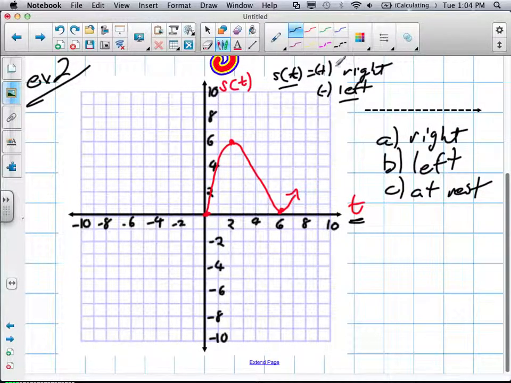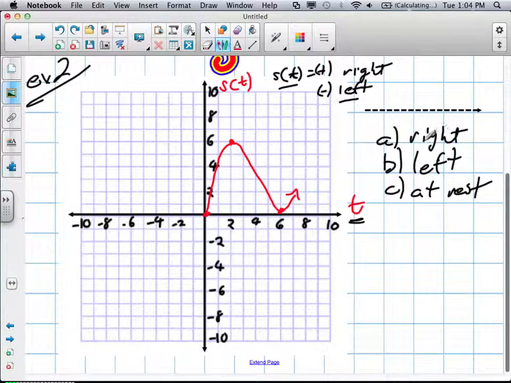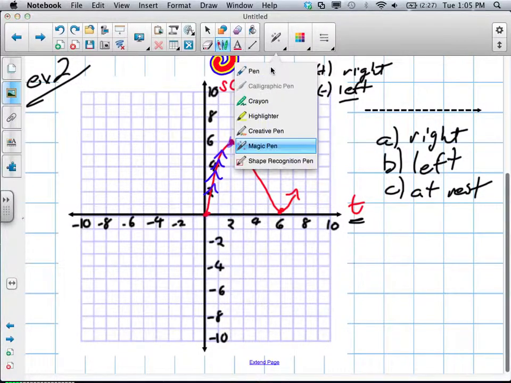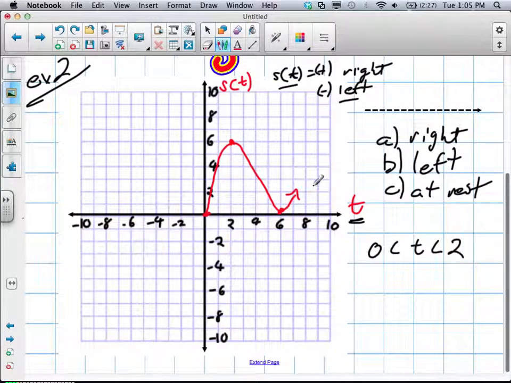So we said when S at t is positive, or when we're going in a positive direction on S at t, that means we're moving to the right. Well, from 0 to 2, this is headed in a positive direction. Okay? So we know for a fact that we're going to the right when t is between 0 and 2. And also, it looks like, because they've put an arrow, so we assume it goes in that fashion for the rest of it, after 6 seconds, it heads in a positive direction. And because there's an arrow, we just assume it continues like that forever.